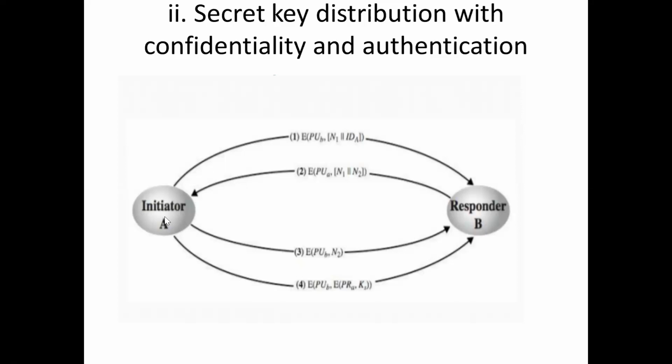After receiving this, the initiator will send the nonce N2. How will the initiator send to the responder? By using the responder public key, it encrypts that message, that nonce, right? And also the initiator will send that, which it has to encrypt by using the initiator private key.